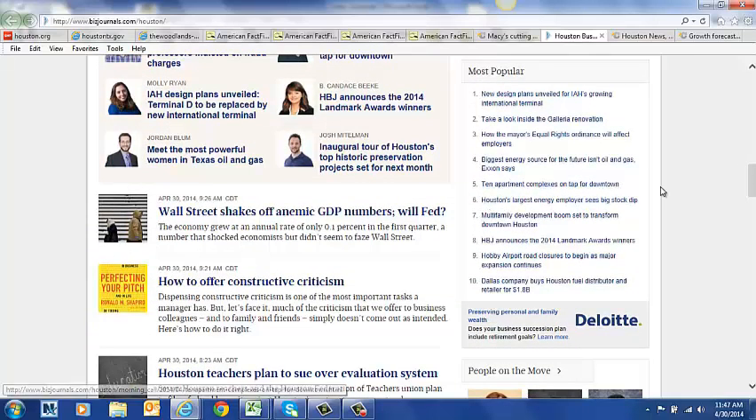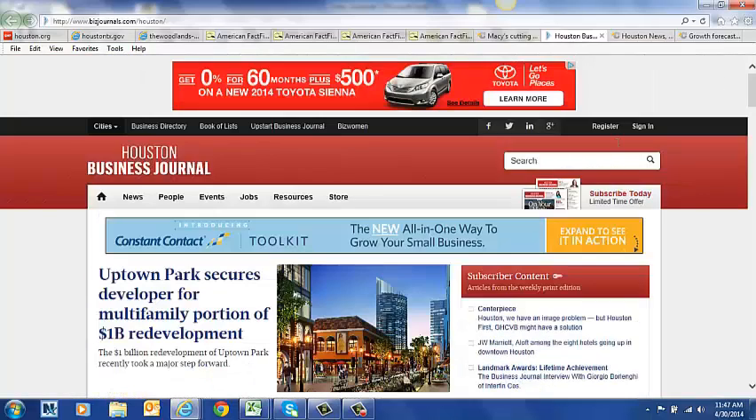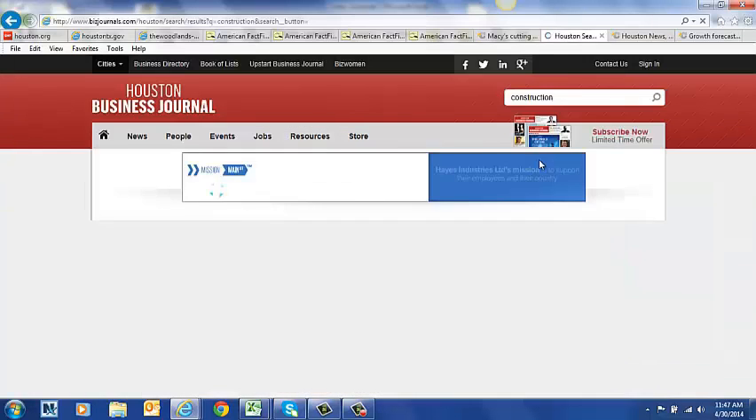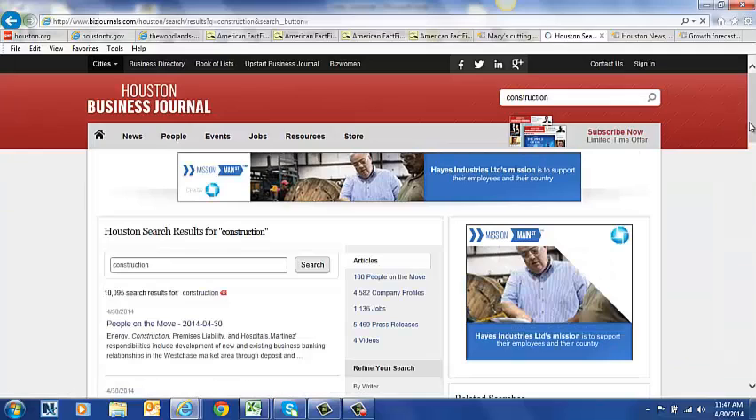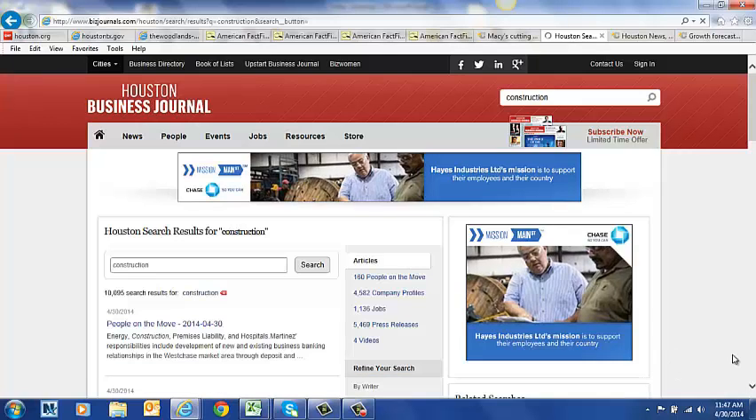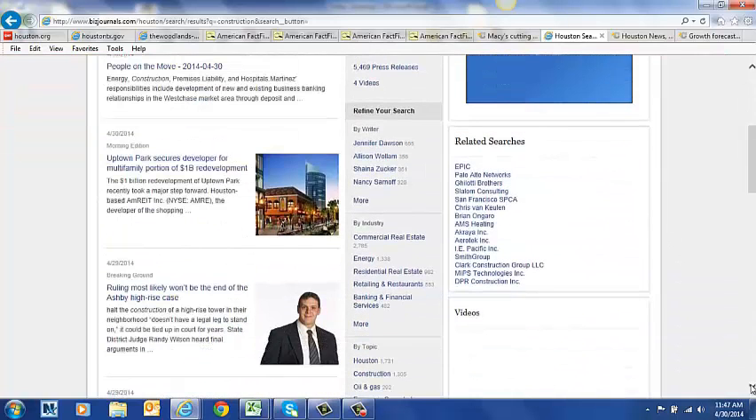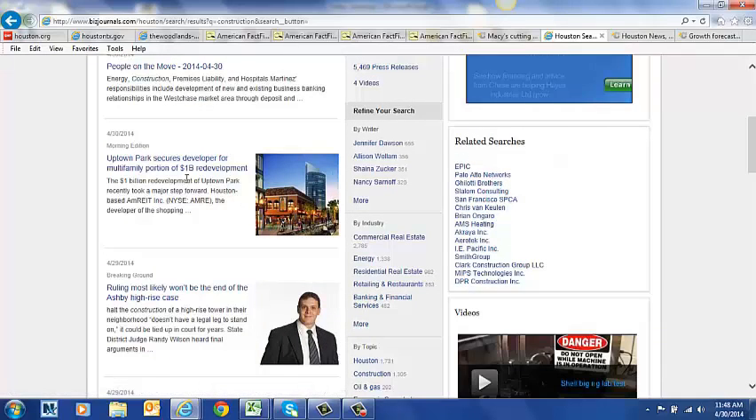Will Fed. But also, if I type in construction, then it'll give me all the stories that have to do with construction. Uptown Park secures a developer for multifamily portion of $1 billion development. Stories like that.